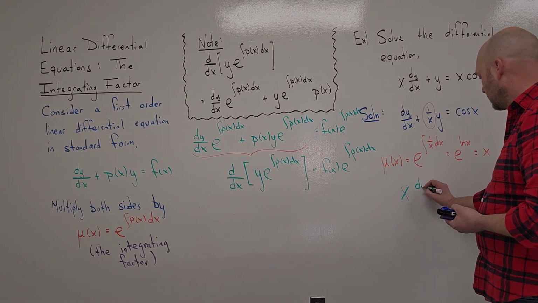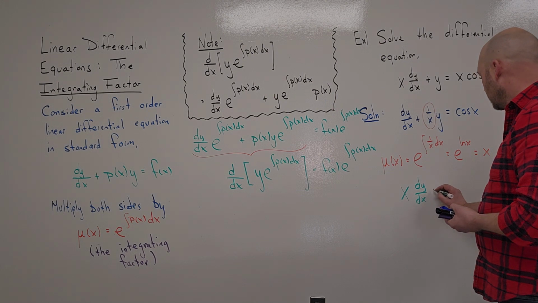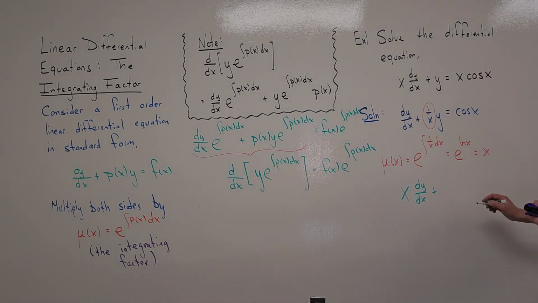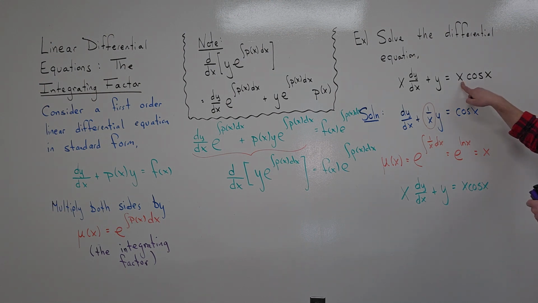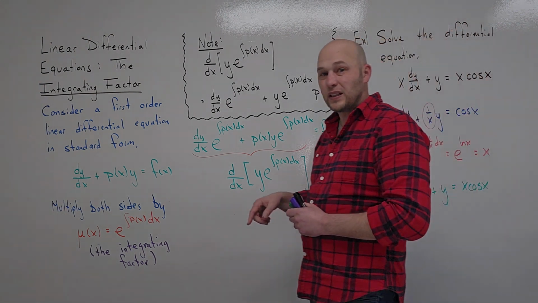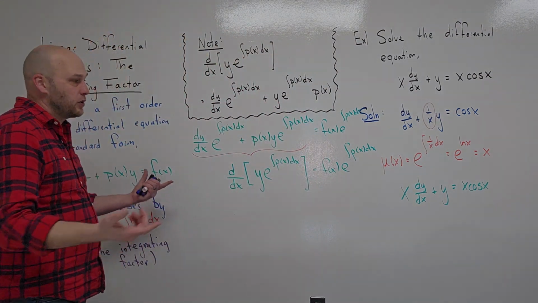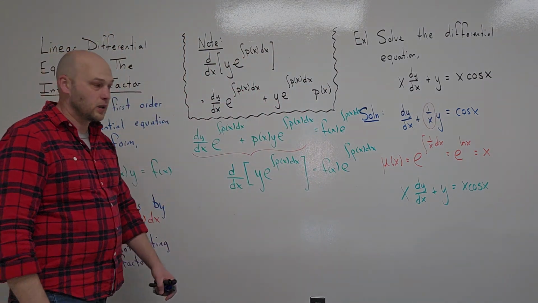So x dy/dx plus y is x cosine x. It just so happens in this example that the equation I get by multiplying by the integrating factor was the equation we started with. That doesn't happen very often, but it could happen, and this is a case where it occurred.